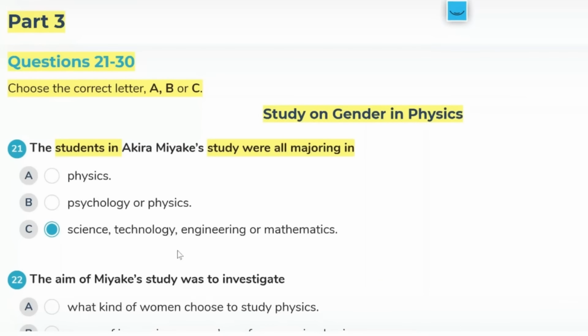Okay, Greg. I was interested that the researchers were actually a mix of psychologists and physicists.